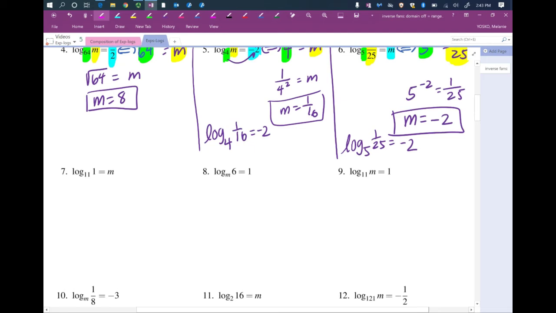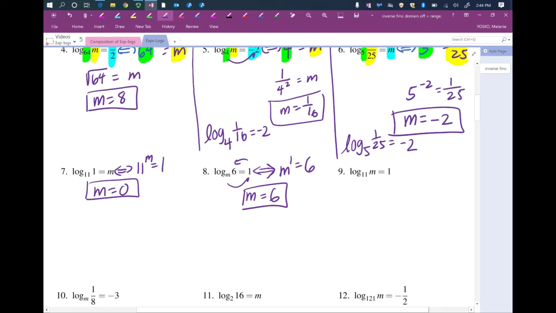Log base 11 of 1 equals m. We rewrite that as an exponential. 11 to the m equals 1. What power do we raise non-zero values to get 1? 0, right? Because any non-zero number to the 0 power is equal to 1. Okay, let's look at 8. We can rewrite this logarithm, log base m of 6 equals 1, as an exponential. The base is m, the power is 1, and the output is 6. Like this. So m to the 1 is 6, so that's just m, right? m is 6.